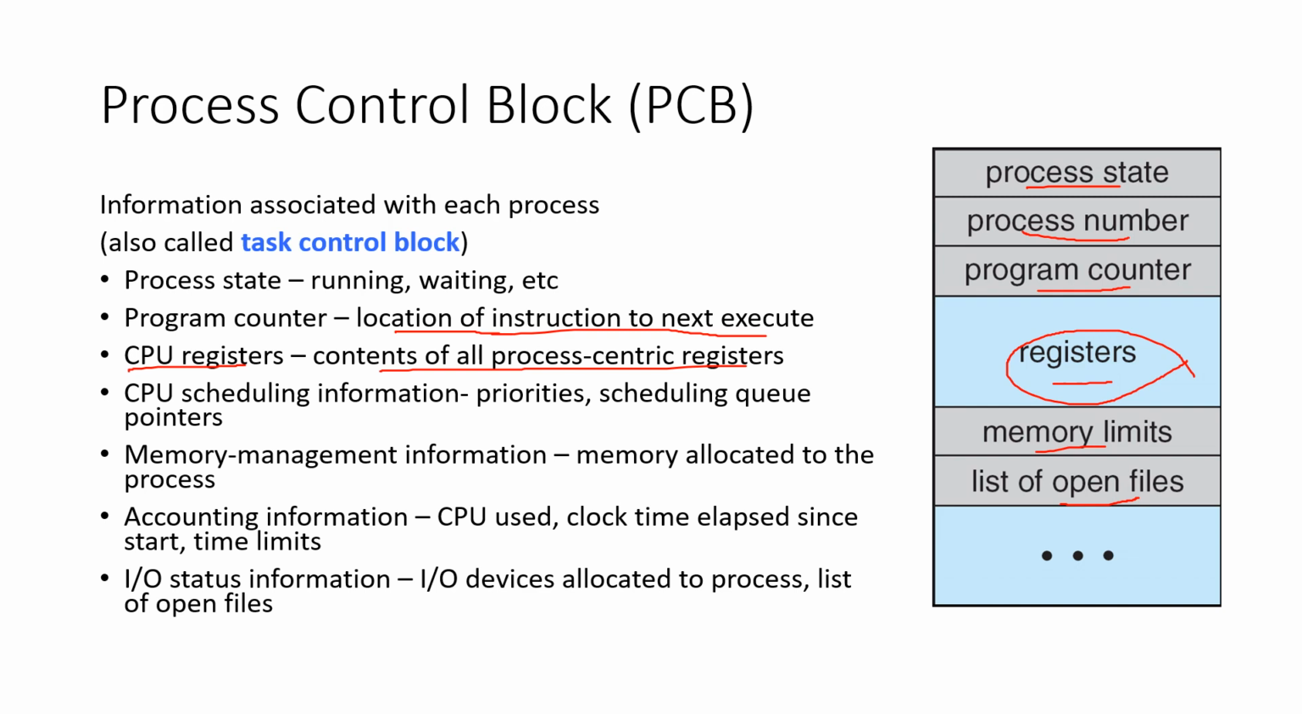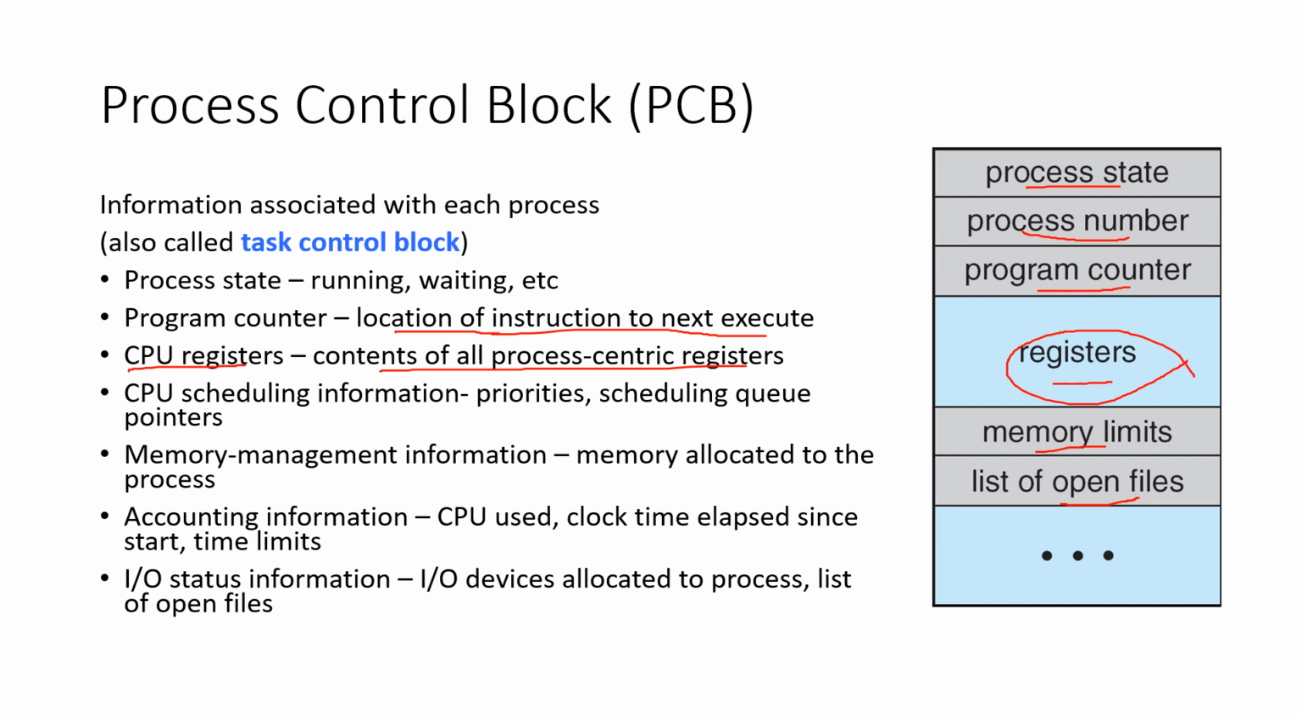Next is memory management information. Memory allocated to the process is stored in this information. Accounting information: we get the CPU used, clock elapsed time since start, time limits, etc. CPU used means how much processing is done. Clock time elapsed since start indicates how much time has been spent in processing this particular process, and time limits indicate how much time it should end in, probably.